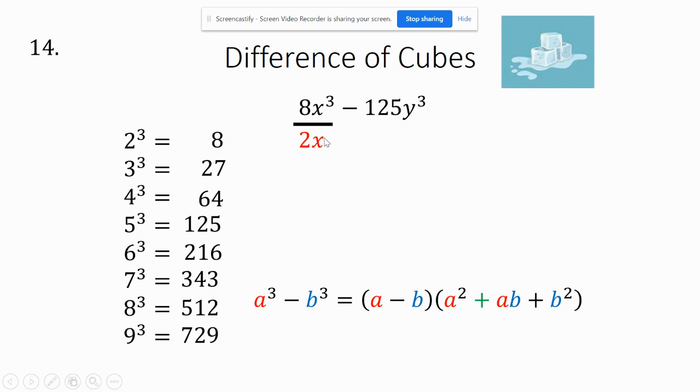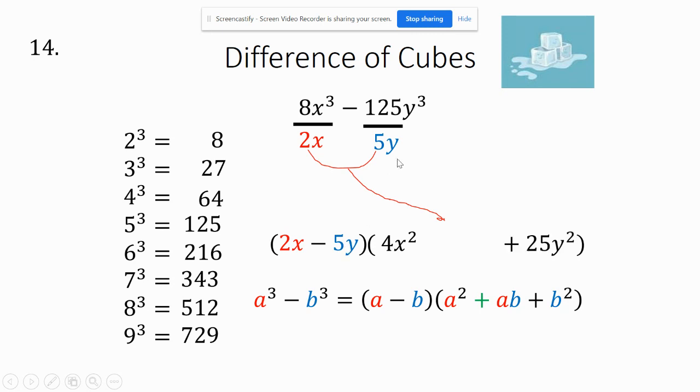So the cube root of 8x cubed is 2x. The cube root of 125y cubed would be a 5y. But because it's a minus, my first answer will be 2x minus 5y. My second parentheses will be this 2x times 2x, or you could do the 8x cubed divided by 2x, which is 4x squared, but 2x times 2x is 4x squared. 5y times 5y is 25y squared, or you could take this one and divide it. And then this next one, because it's a negative here, this has to be a plus.